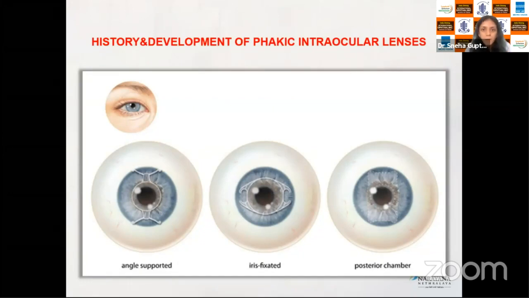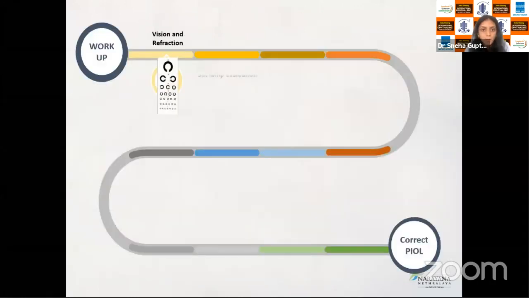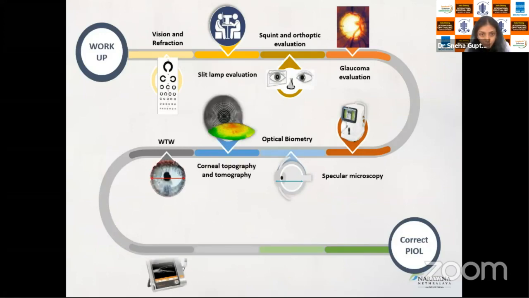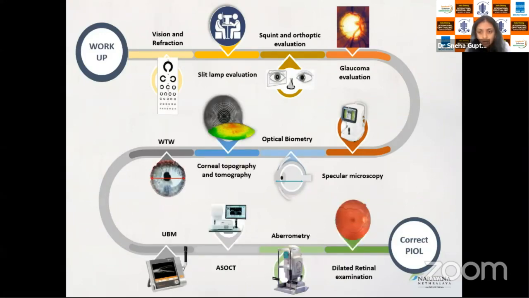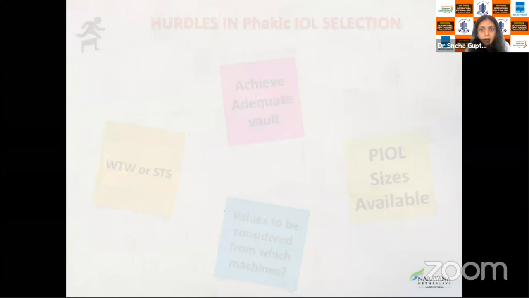Now, development of phakic IOLs from angle supported to iris fixated to posterior chamber has reduced the complications, but currently the complications are mainly because of the improper sizing. So sizing is very important. This is the workup that is required before the implantation of phakic IOLs. Now, the hurdles that we come across are basically what to use for appropriate sizing, from where should we use it, and what are the sizes available.